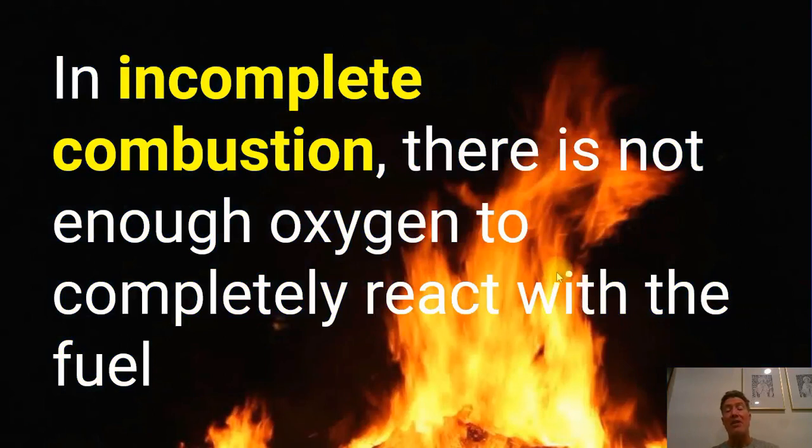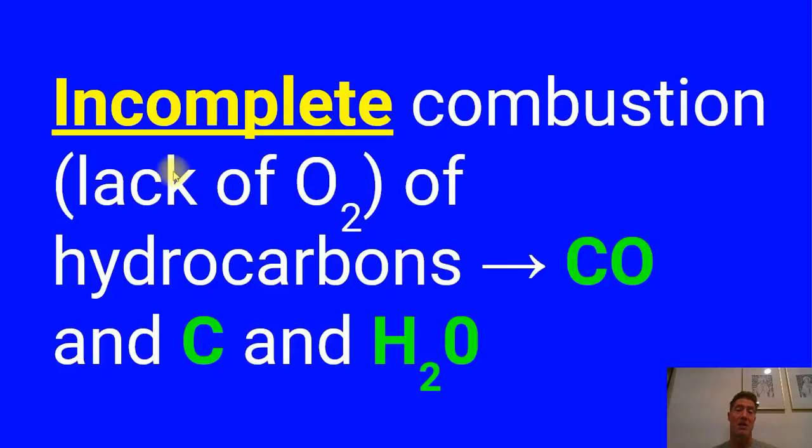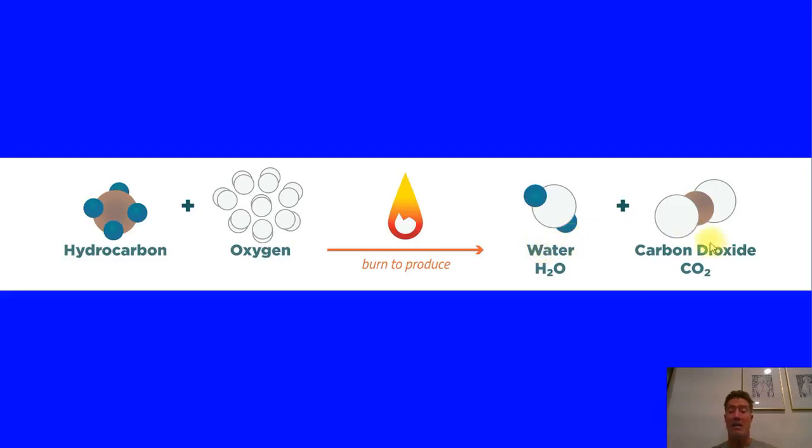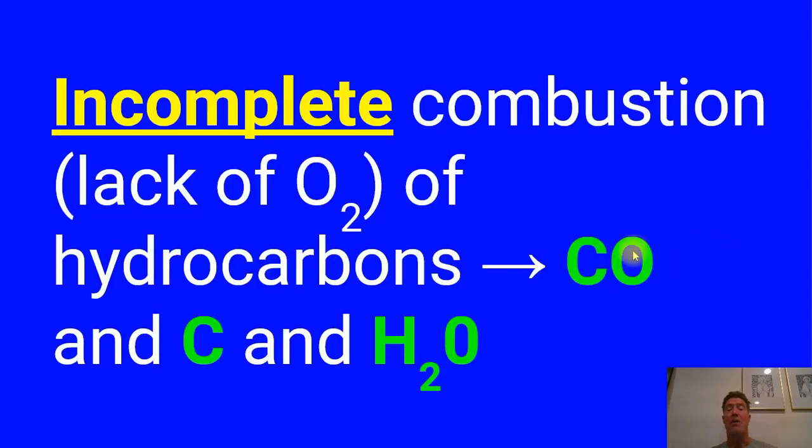If there isn't enough oxygen to completely react with the fuel, you get what is known as incomplete combustion. And incomplete combustion, caused by a lack of O2, if you burn hydrocarbons with a lack of oxygen, you start to get carbon monoxide instead of carbon dioxide and water. And you can also produce carbon in the form of soot. So remember, in complete combustion, we get water and carbon dioxide. In incomplete combustion, we get carbon monoxide, carbon, and water.